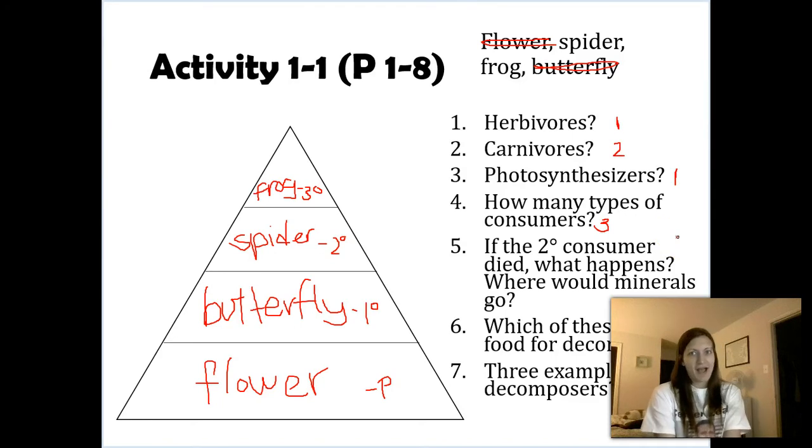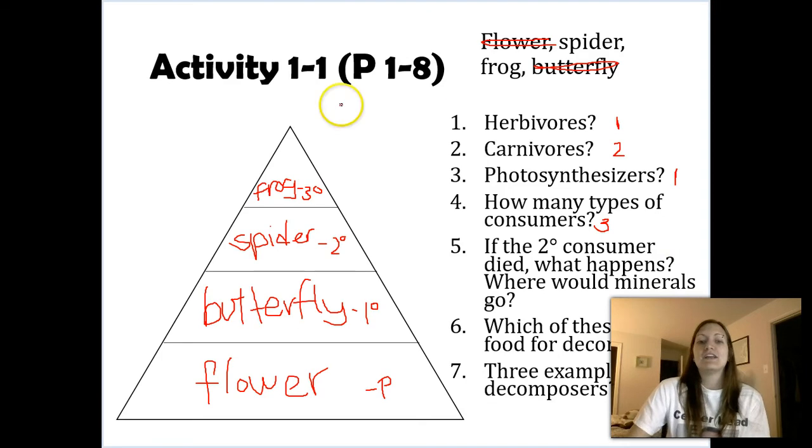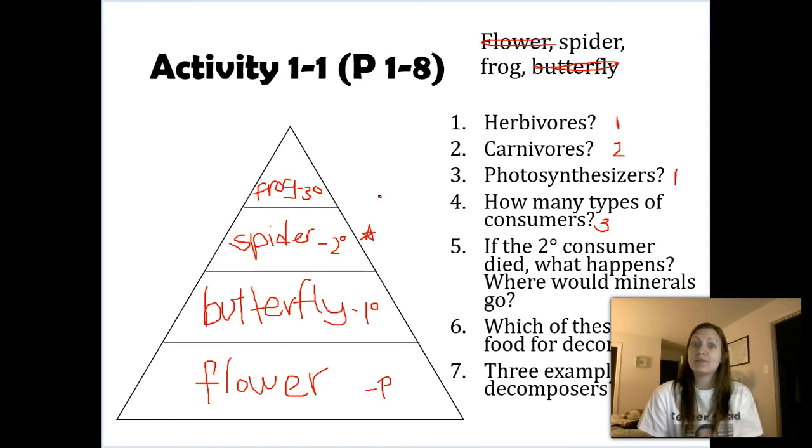So question 5, this is actually something we just went over. If the secondary consumer died, so if these spiders died of natural causes, so the frog didn't eat it, the spider just up and died of old age. Question is, what happens next? What happens to that dead body? Well, who eats dead bodies?